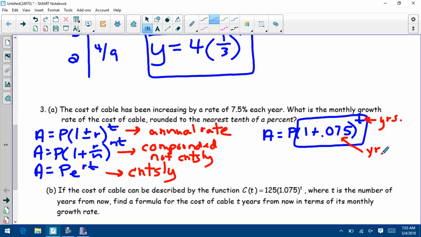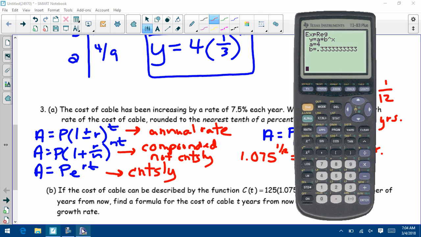So if I want a monthly rate, what would I have to plug in for T? So monthly, in terms of years, 1 month is 1/12 of a year. So if I want to know what this monthly rate is, I have 1.075 raised to the 1/12 equals 1 plus R. So if I plug in 1/12, I get a monthly rate, and I have to get rid of that 1 so that I can see what it actually is.